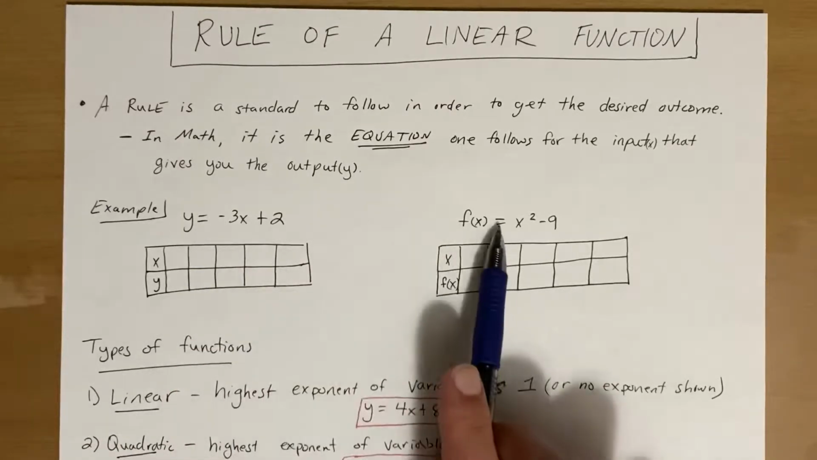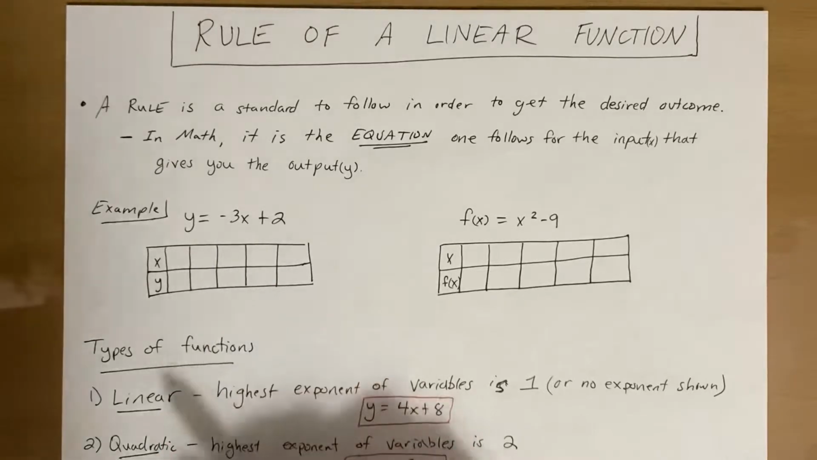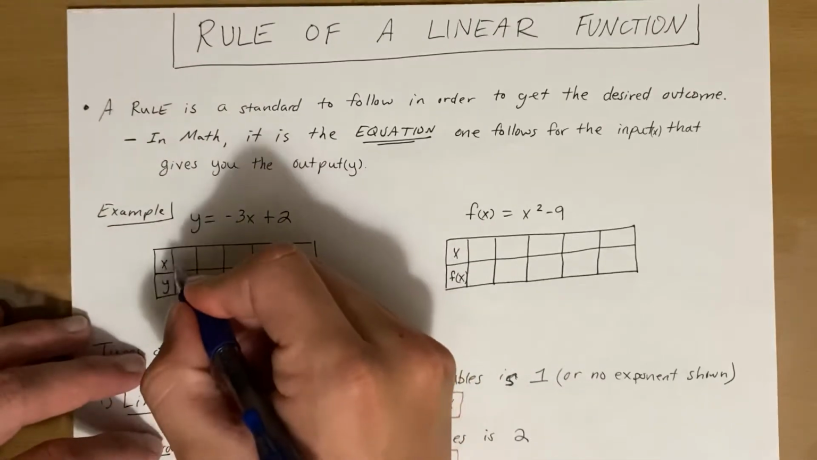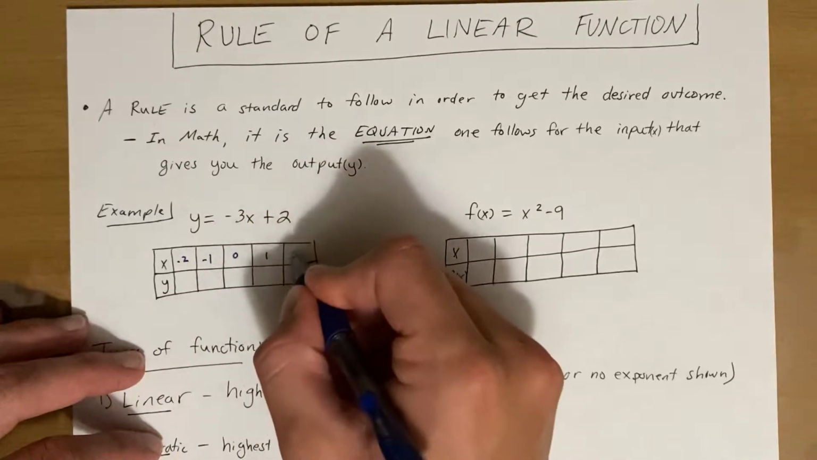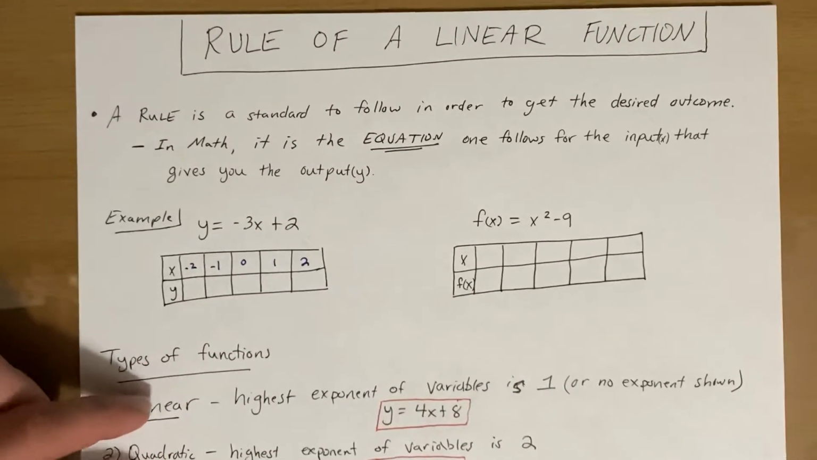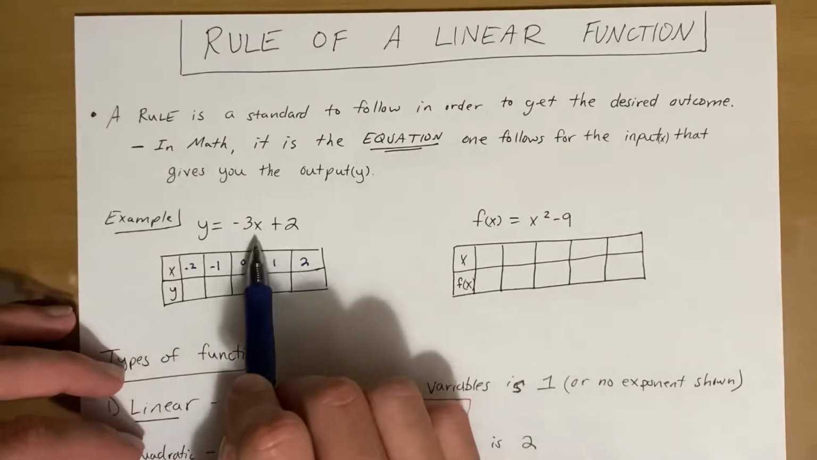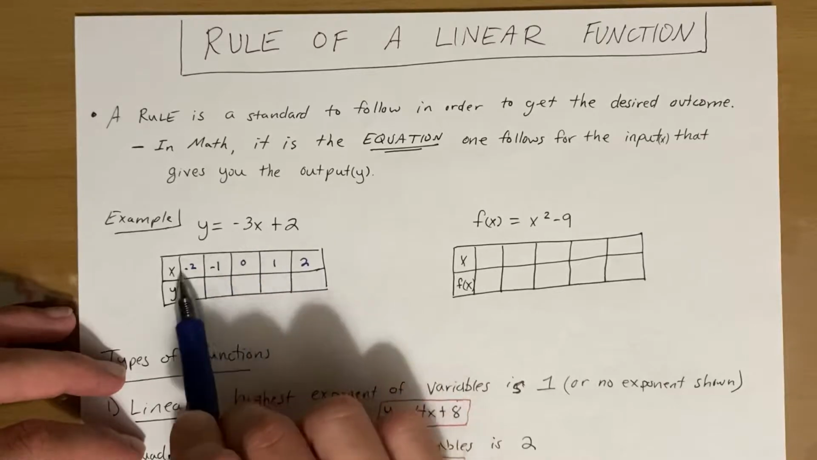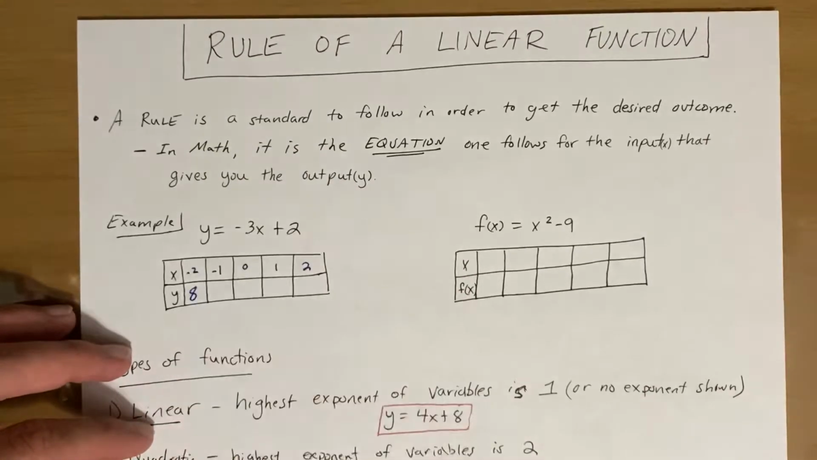We have an equation. Okay, so we're going to put some input values for x, and we're going to solve for y and see what the output would be. So let's just use -2, -1, 0, 1, and 2. If I substitute -2 in for x, then I would do -3 times -2, which is 6. 6 plus 2 is 8.